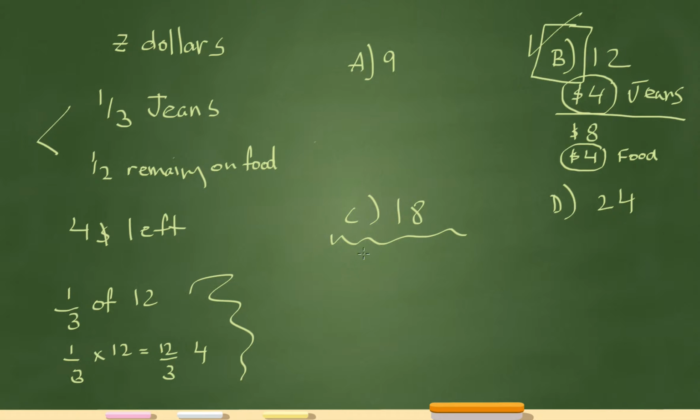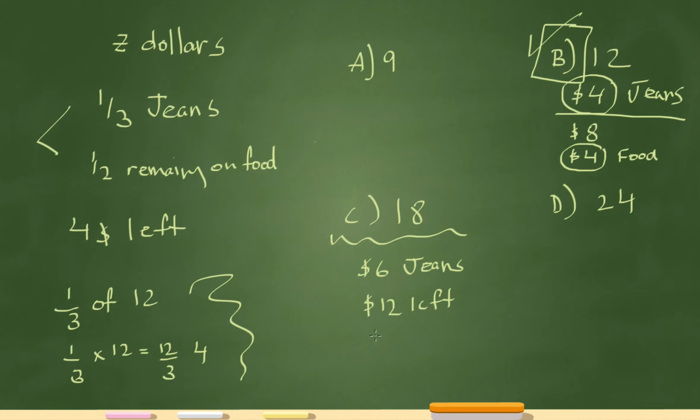So if she had $18 that she starts off with, and she spends one third on jeans. So one third of 18 is $6. So she spends $6 on jeans. And then after that point, she would have $12 left, right? Because she spends... oh, sorry, $18 she starts off with, $6 on jeans. So 18 minus 6, $12 left.